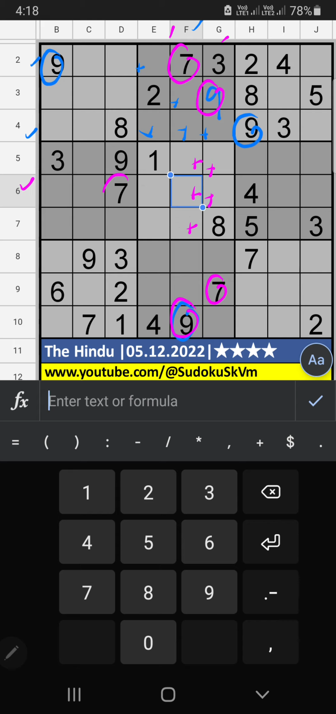Sixth row, we have 7. So 7 can't come in the cell, 7 is confirmed here. The 9 is here. Third row, fourth row, we have 8. So it can't come in these cells. The 8 is confirmed here.